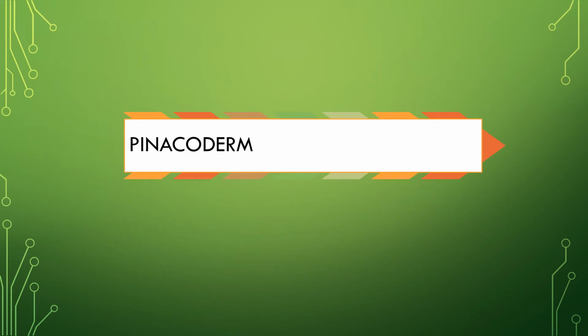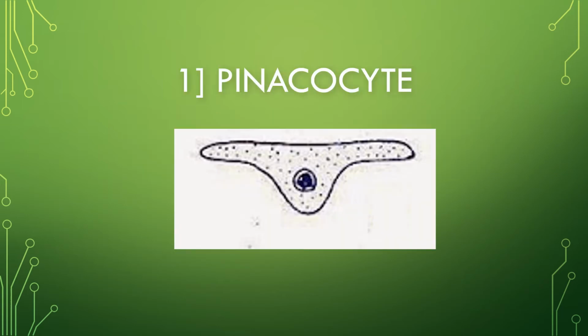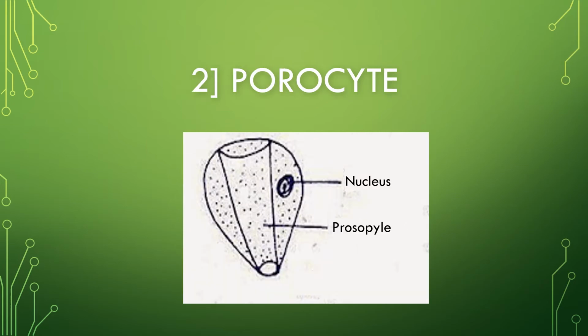The outermost layer is called pinacoderm. It is made up of pinacocytes and porocytes. The pinacocytes are flat, polygonal and scale-like epithelial cells. Pinacocytes engulf the food particles in the incurrent canals. Porocytes are tubular cells perforated along their long axis by a central canal called prosopyle. These cells help in the movement of water.